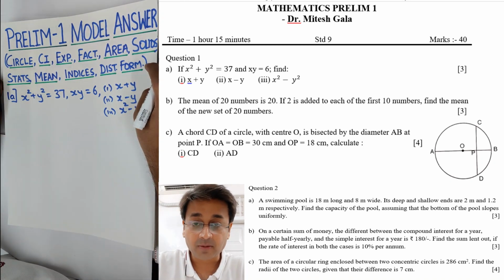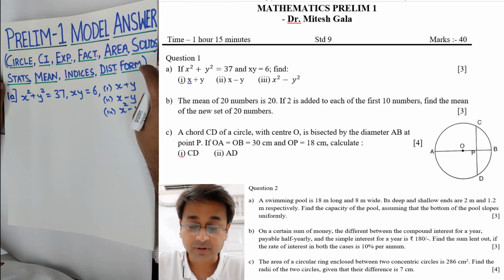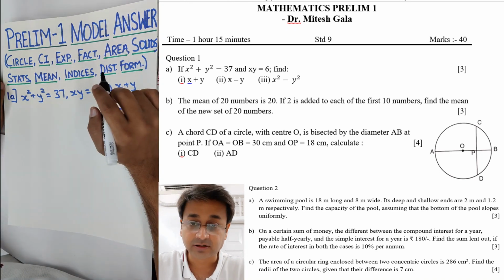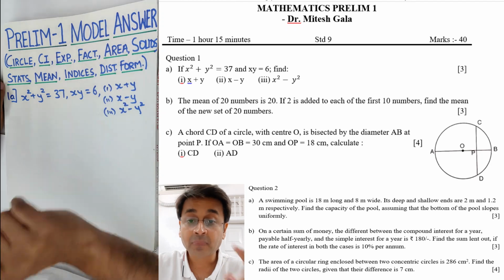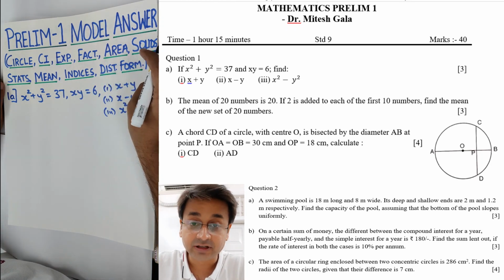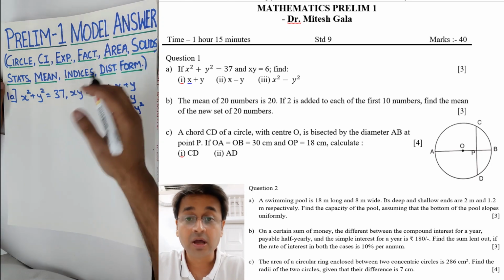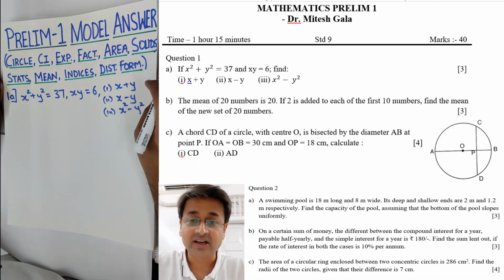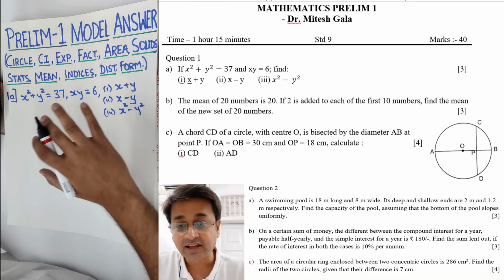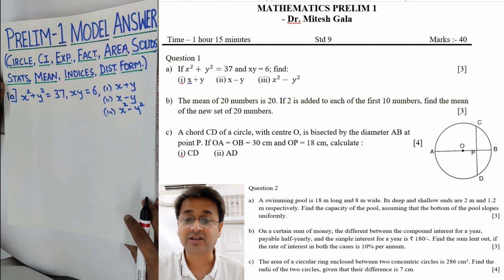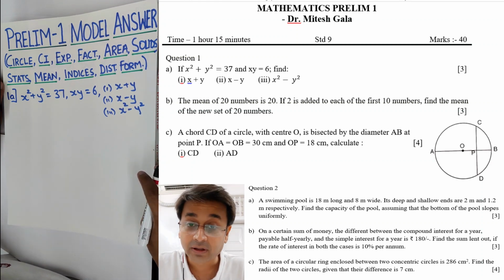This is a 40 mark paper and I hope you've written the paper already. The paper is there in the description box. Write the paper, take 1 hour 15 minutes since it's a 40 mark paper. Only then come back to discuss the answers. Do not directly get into the answers, otherwise you will be wasting a lot of your time and you will not even know where you stand.